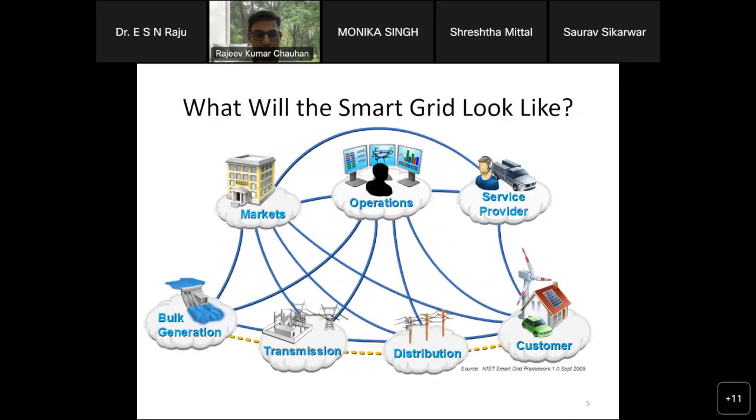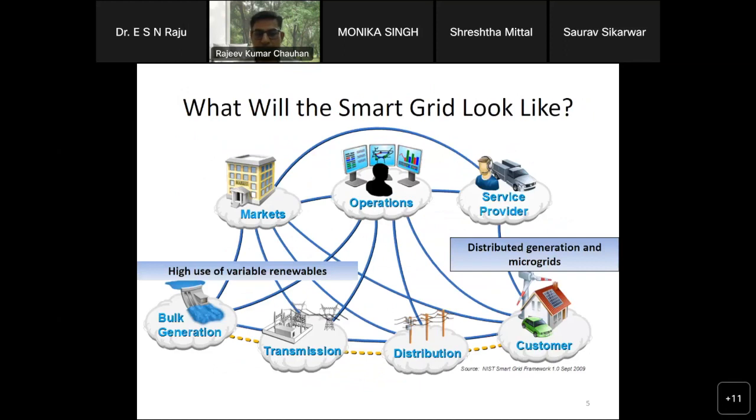If you see the conventional power system network, we usually have the bulk power generation, then transmission, distribution, customer, and on top of that we have the market operations and also the service provider. When we move towards the smart grid, we will have high use of variable renewables, distributed generation as well as microgrid integration at the distribution level, more smart meters as well as real-time usage data, and bidirectional metering.